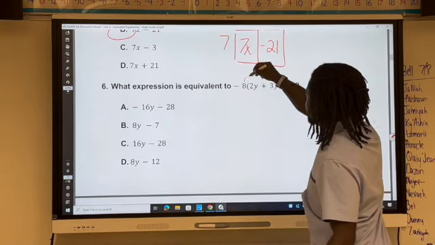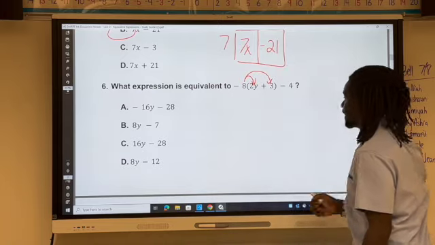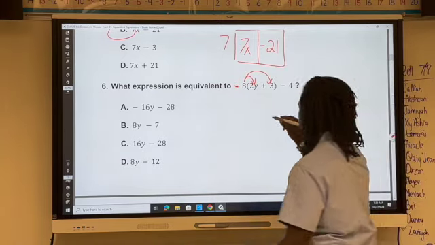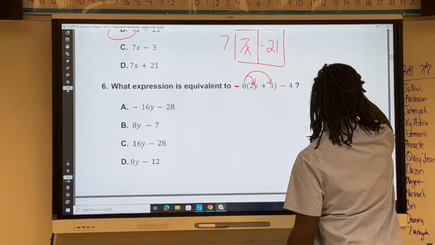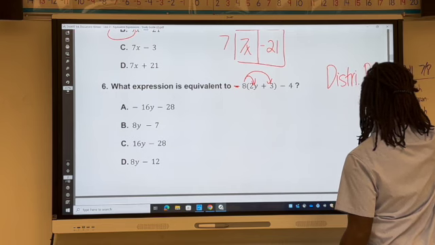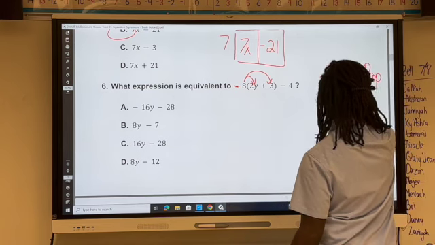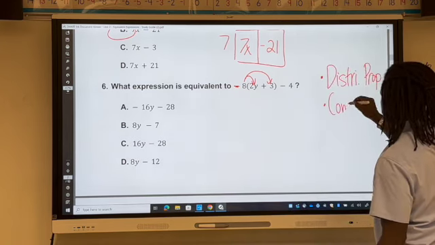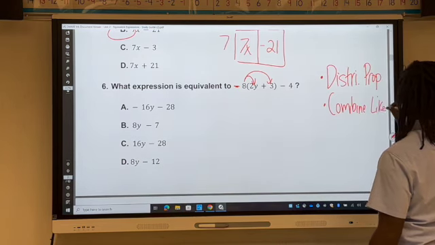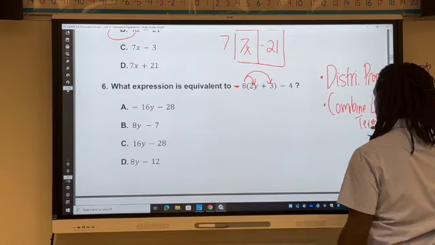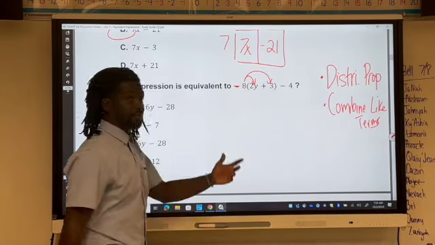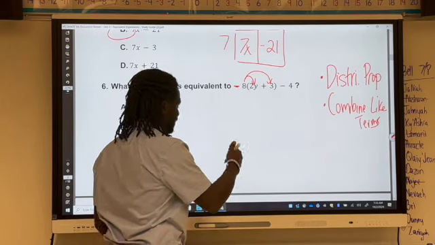This time we got to distribute that negative 8, and remember, we got to distribute that negative 8. So we're doing distributive property, but we are also doing combining like terms. So after we distribute it, now I'm going to bring that negative 4 down and then combine the like terms.